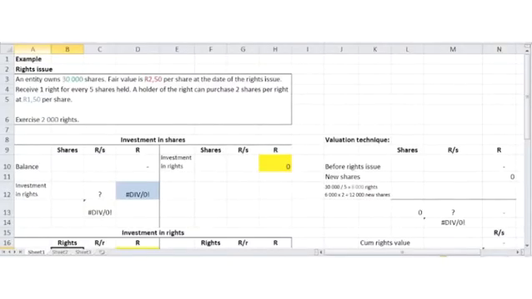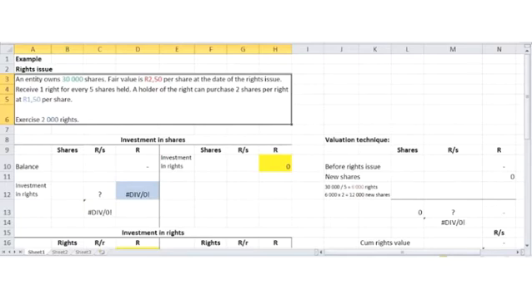This is an example of a rights issue and also includes where rights are exercised. An entity owns 30,000 shares. The fair value is R2.50 per share at the date of the rights issue. The R2.50 therefore represents the cum rights value of the shares.